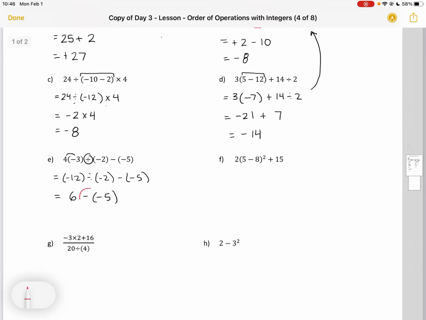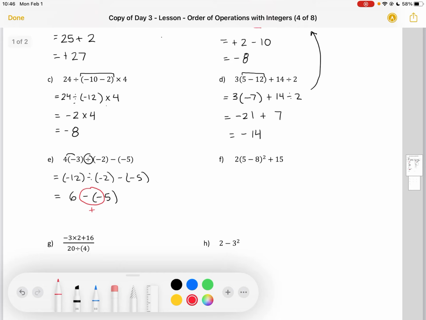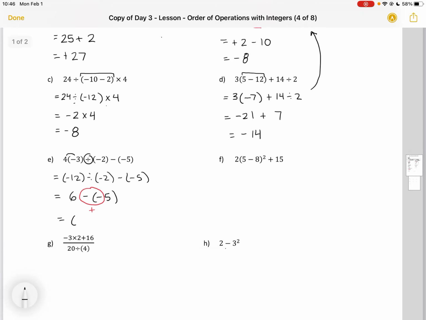Before I finish evaluating, what I'm going to notice is that I've got a double sign here. It's the same. I can replace it with 1 positive sign, which changes my question to 6 plus 5, which I can then evaluate as positive 11.